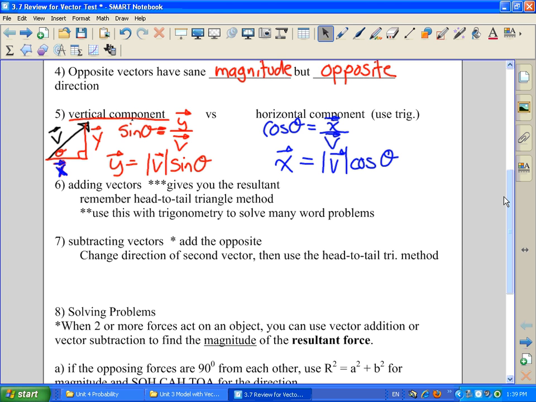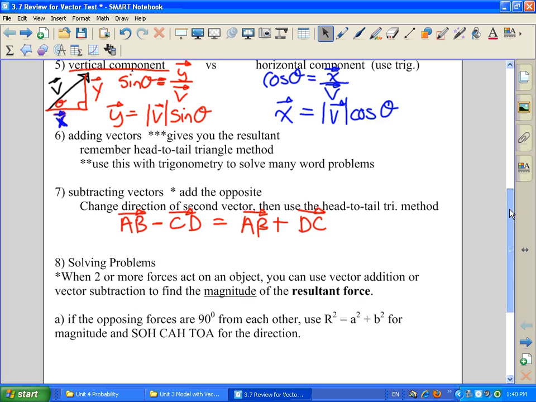To add the opposite, remember that if you said AB subtract BD, that's going to equal AB, and you're going to add the opposite, so DC. That's how you do that. So remember, you change the direction of the second vector, then use the head to tail method, which means you're actually adding it. So you in fact will be finding the resultant after you create the opposite to add.